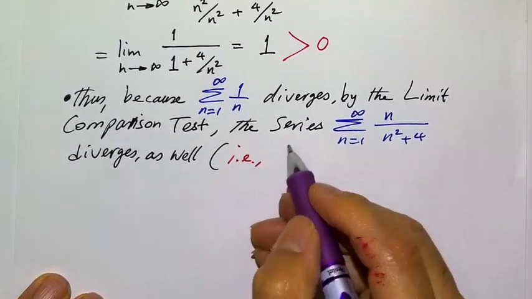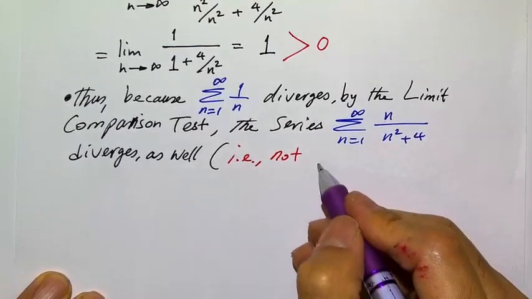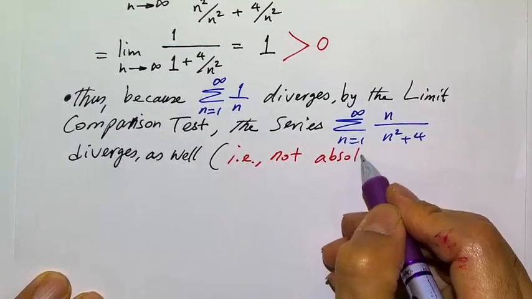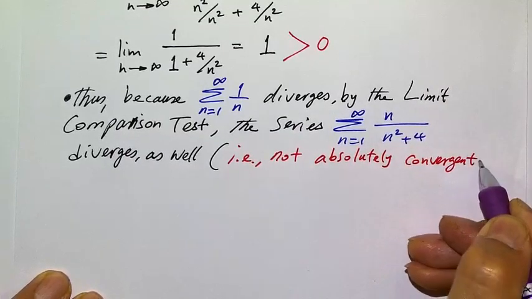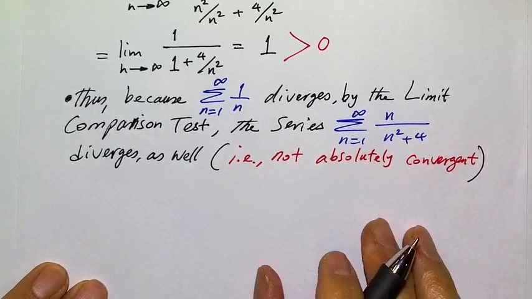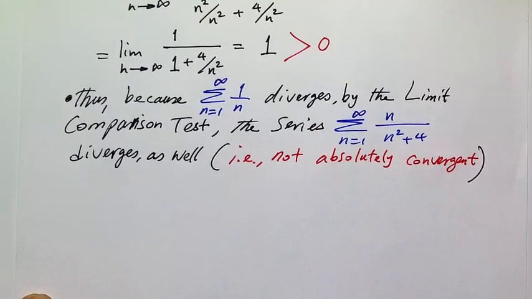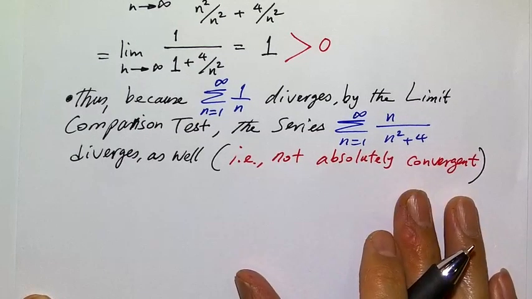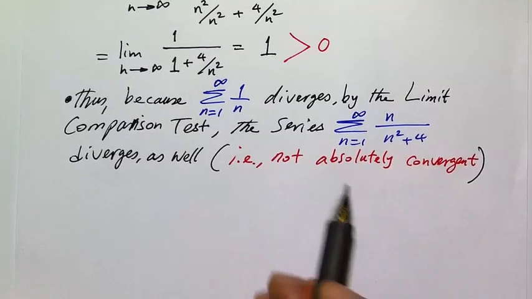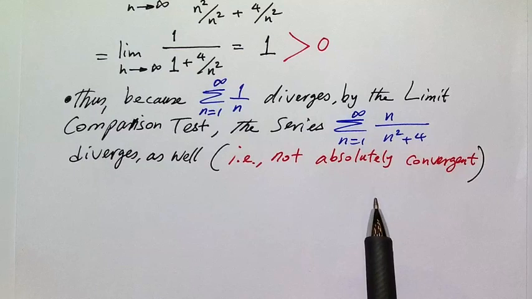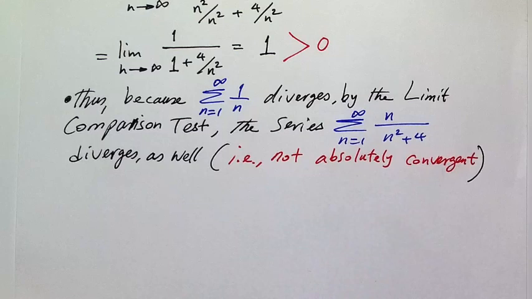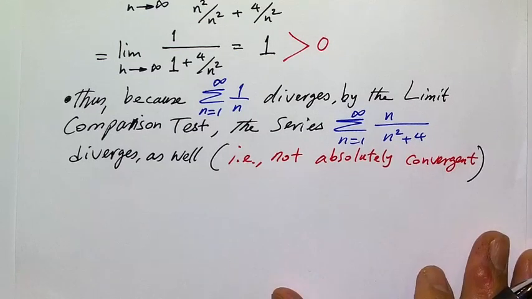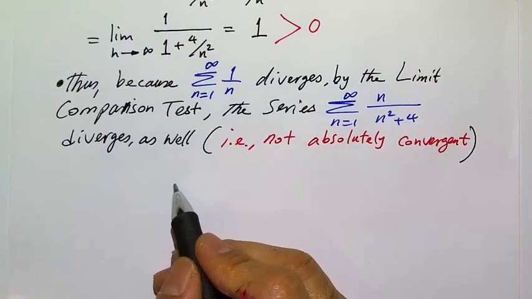So, i.e., not absolutely convergent. Here we have a series that does converge according to the alternating series test, but it does not converge according to the limit comparison test, which tests for absolute convergence. So overall, this series is conditionally convergent, because it's convergent but not absolutely convergent. Okay, let me make a note of that.